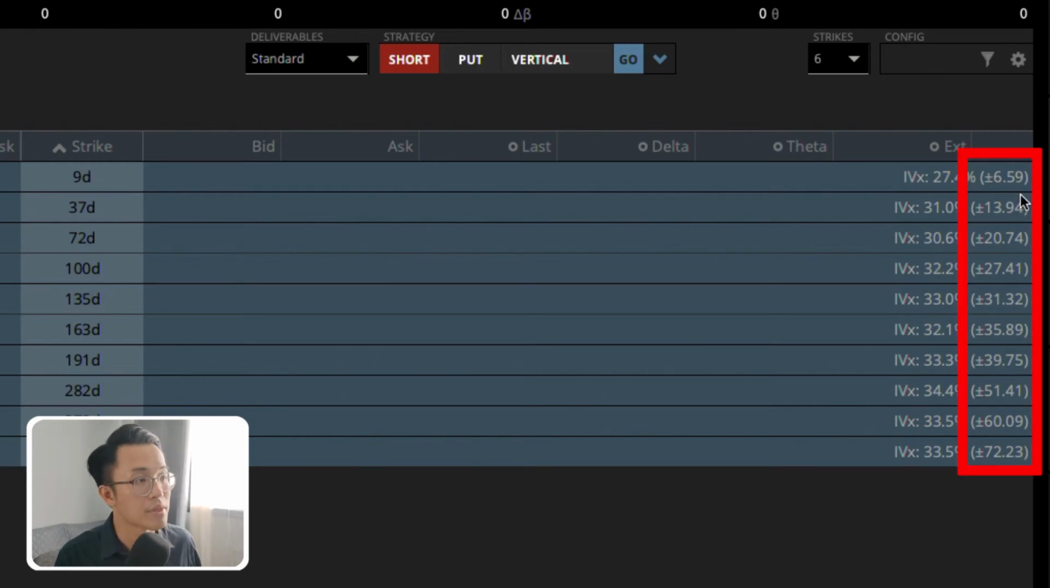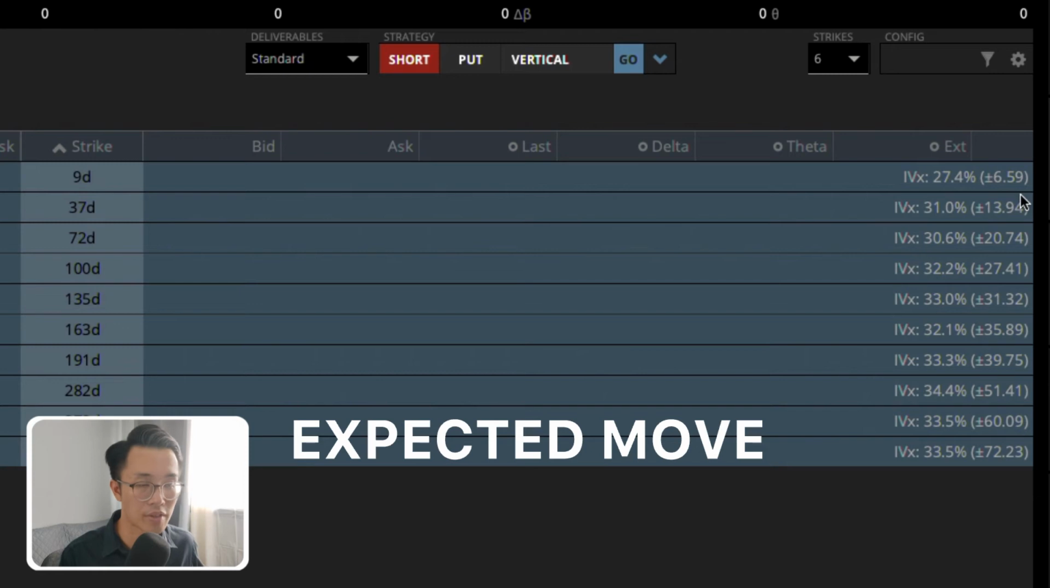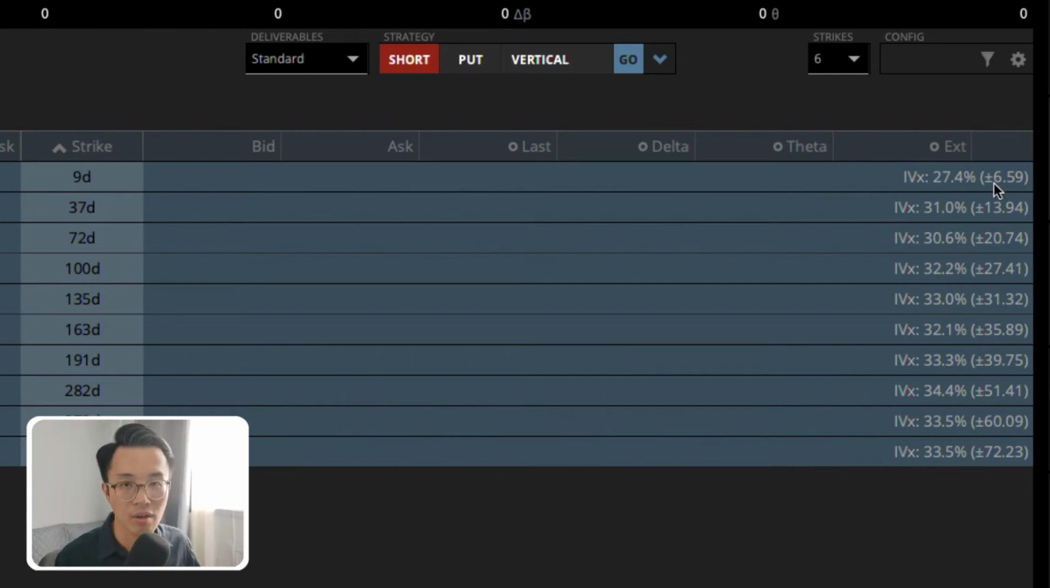This number is the expected move. So the algorithm is predicting that CRM can increase by $6.50 or it can fall by $6.59 over the next 9 days. But it's just a statistical algorithm prediction of the potential movement of the shares. The larger these numbers are, the higher the option prices are going to be.